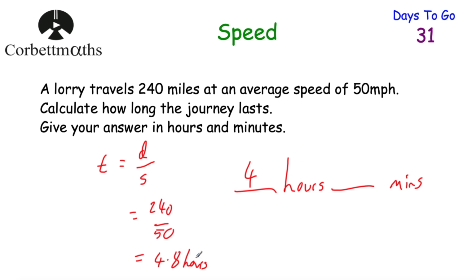If we want to change this 0.8 hours into minutes, we take the 0.8 and we multiply by 60. And 0.8 multiplied by 60 is equal to 48. So it's 4 hours and 48 minutes. All we did was take 4 hours, and then we took the 0.8, multiplied that by 60 and got 48. And that's equal to 4 hours and 48 minutes. And that's it.